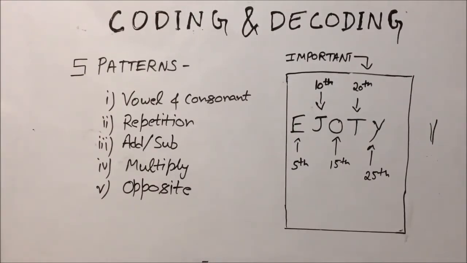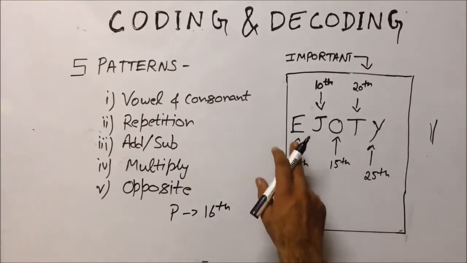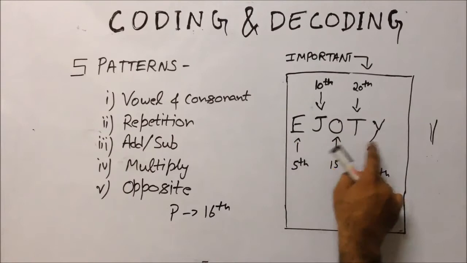Before starting this topic, you should at least learn at which place which alphabet comes. For example, A comes at the first place and Z comes at the 26th place. So if somebody asks you at which place P comes, you should immediately know that P comes at 16th. Now, how would you conclude that? For this, there is an important word which is EJOTY, E-J-O-T-Y.